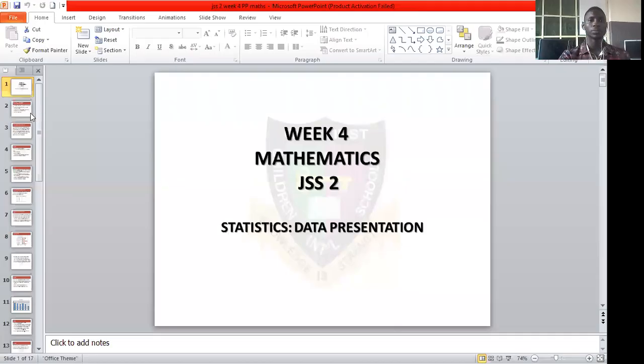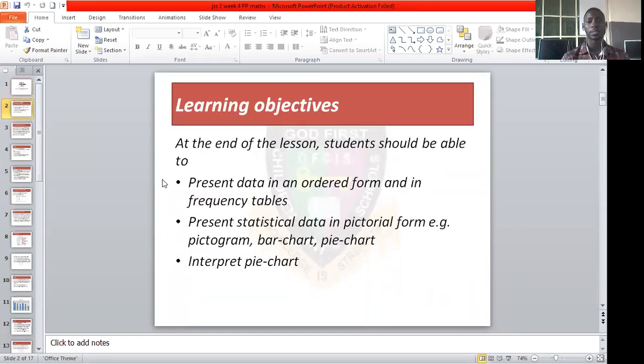What we set to achieve today. So this is statistics, data presentation. Our learning objective: at the end of the lesson, students should be able to, one, present data in an ordered form and in a frequency table. When you're talking about ordered form, it means the data that is about to be processed is not in an orderly manner.